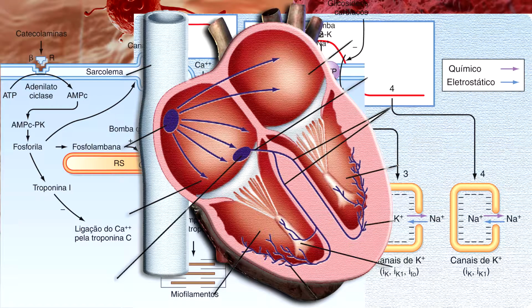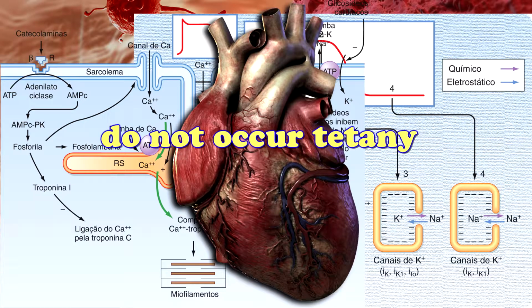What contributes to, and what is the functional importance of, the long refractory period observed in the cardiac myocyte action potential? It helps to avoid tetany. In the absolute refractory period the cell does not produce another action potential. The other refractory period is relative, in which a stronger stimulus than usual is needed to produce another action potential.